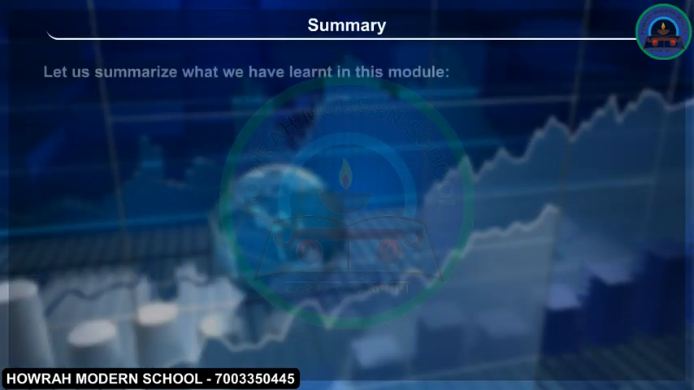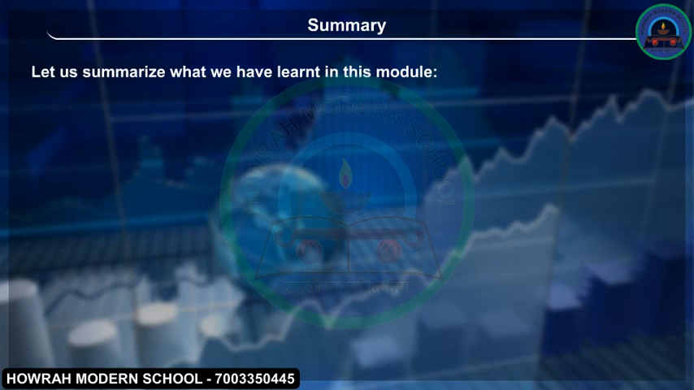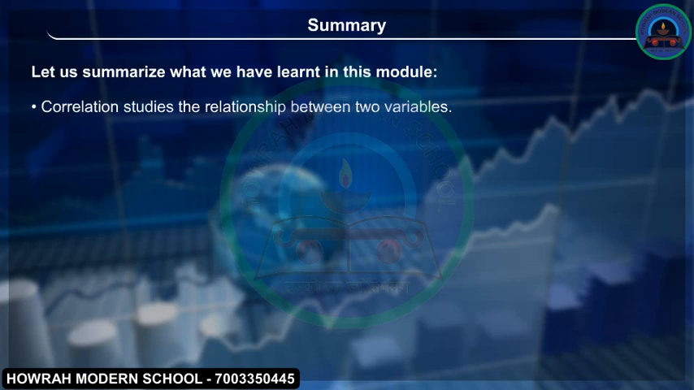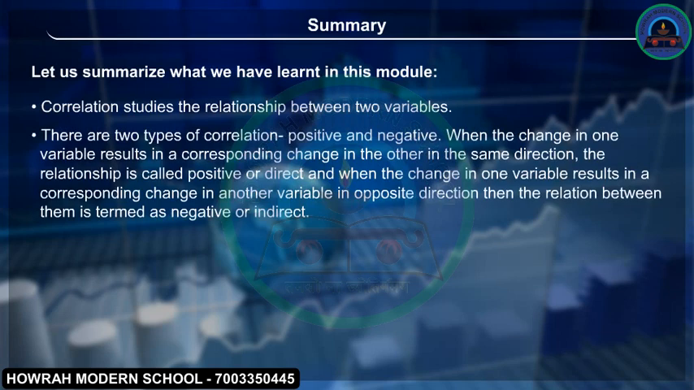Summary. Let us summarize what we have learned in this module. Correlation studies the relationship between two variables. There are two types of correlation, positive and negative. When the change in one variable results in a corresponding change in the other in the same direction, the relationship is called positive or direct, and when the change in one variable results in a corresponding change in another variable in the opposite direction, then the relation between them is termed as negative or indirect.